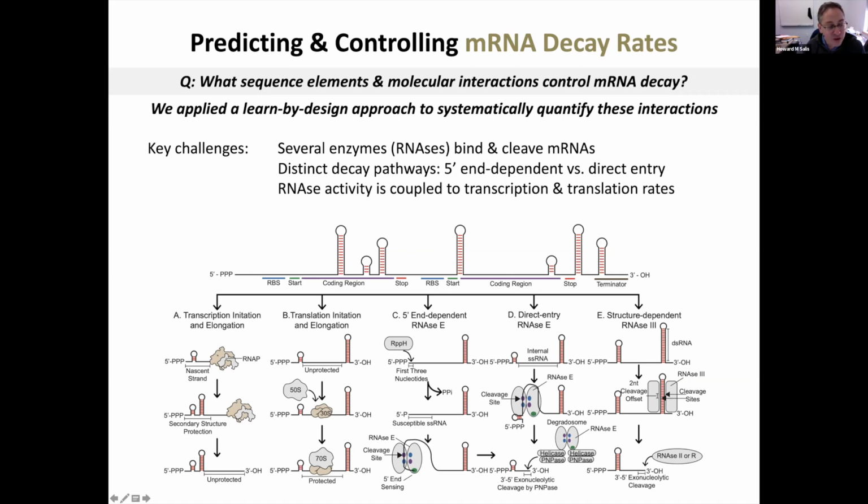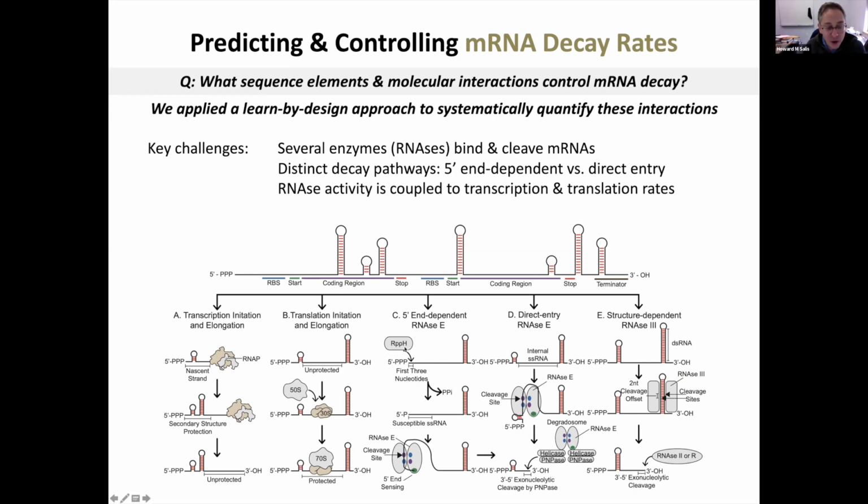And so you have transcriptional elongation and co-transcriptional folding of that RNA. You have translation initiation, ribosomes binding to the messenger RNA as it's being transcribed. And those ribosomes are actually protecting the messenger RNA from degradation. You then have enzymes like RNase E that bind to the 5' end of the messenger RNA and start chopping. They're endonucleases, so even though they bind at the 5' end, they still chop in the middle of the messenger RNA.